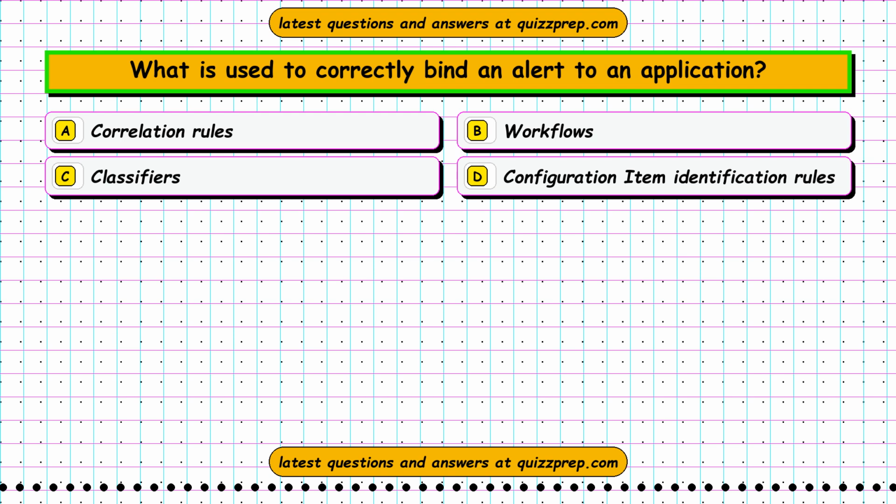Question 82. What is used to correctly bind an alert to an application? Option A, correlation rules. Option B, workflows. Option C, classifiers. Option D, configuration item identification rules.